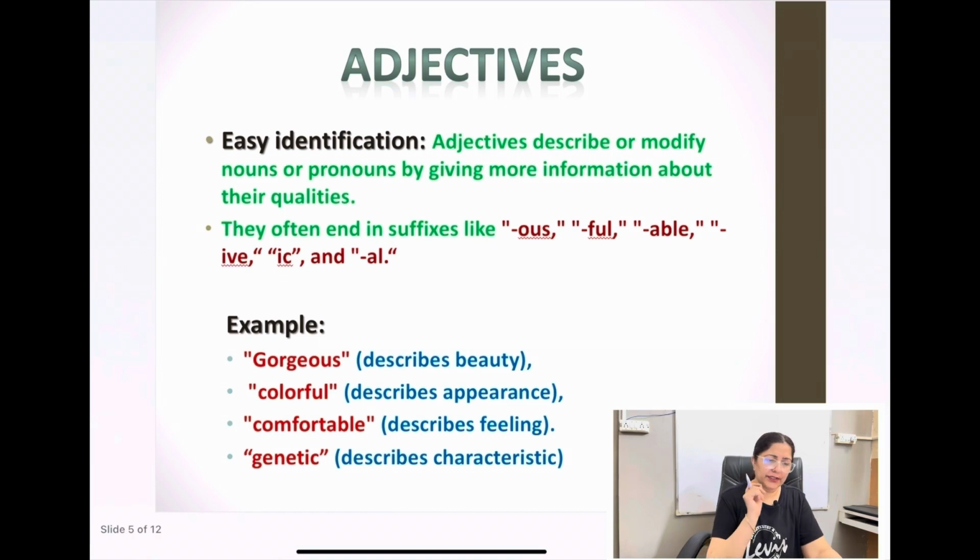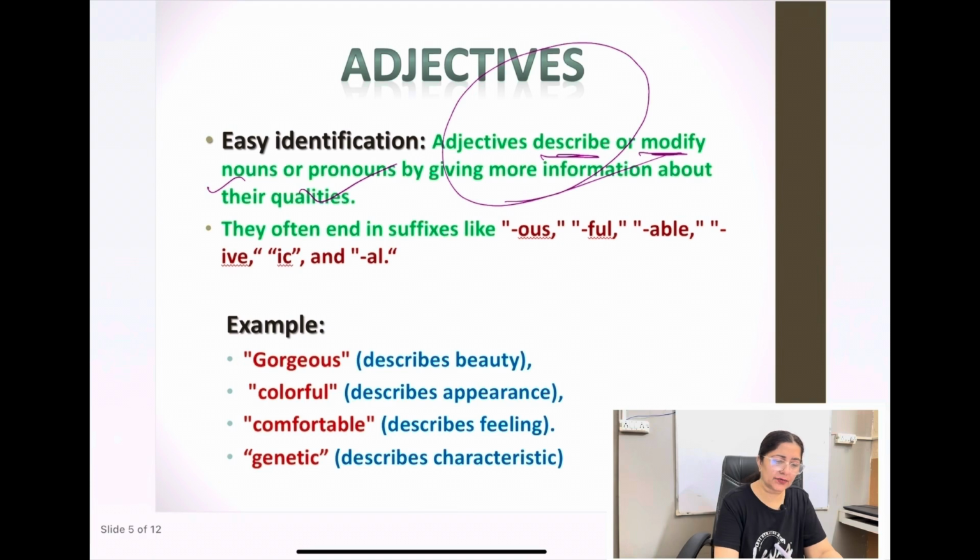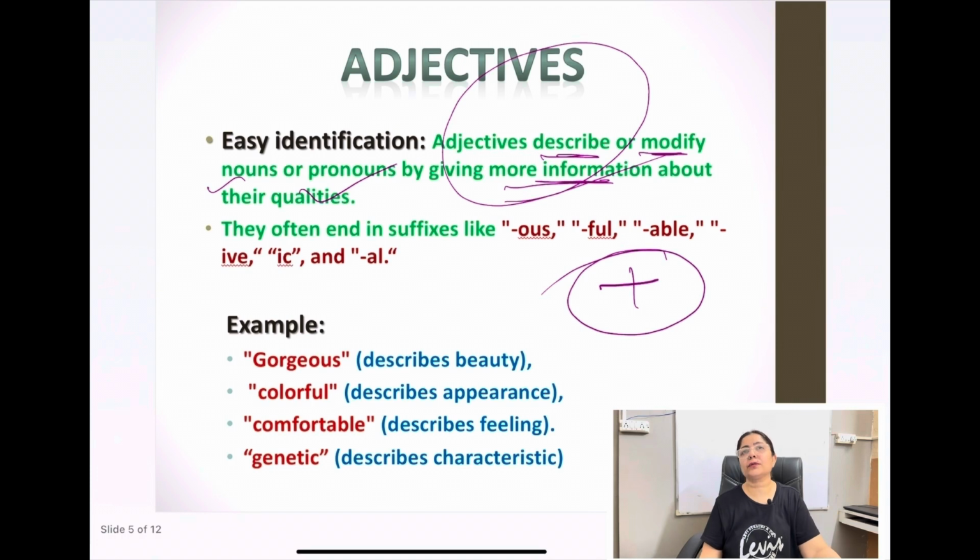So talking about adjectives, they describe or modify a noun or pronoun. Describing is to give more information, you are adding more information about their qualities or anything. So let's see a simple example: if I am talking about she is a girl and I am describing, she is gorgeous. So that would be what? Adjective. Now this is not pronounced as gorgeous, it is pronounced as gorgeous.